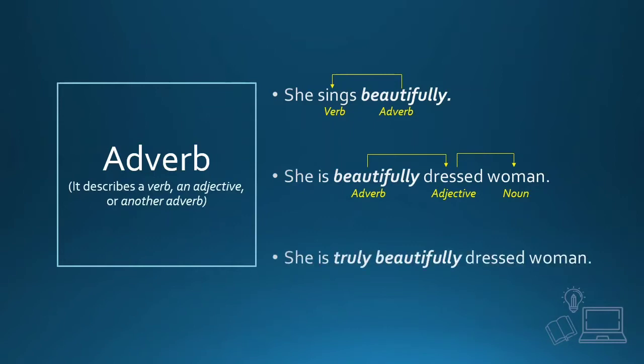The third sentence, she is truly beautifully dressed woman. Dalam kalimat ini, the adverb truly menjelaskan another adverb beautifully. Kemudian, the adverb beautifully menjelaskan the adjective dressed, sedangkan the adjective dressed menjelaskan the noun woman.